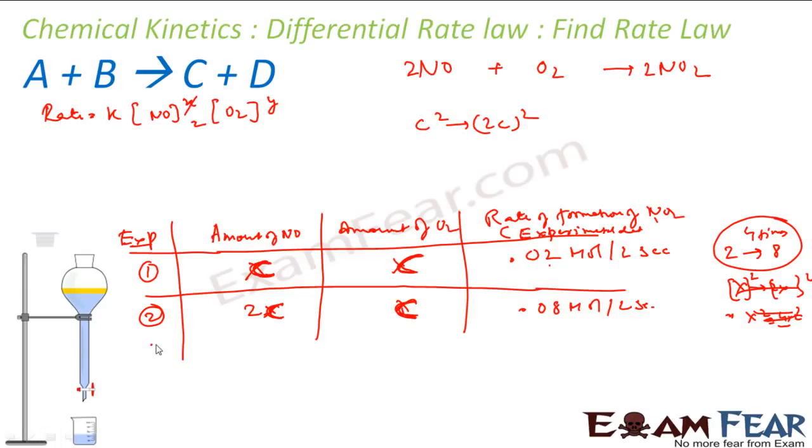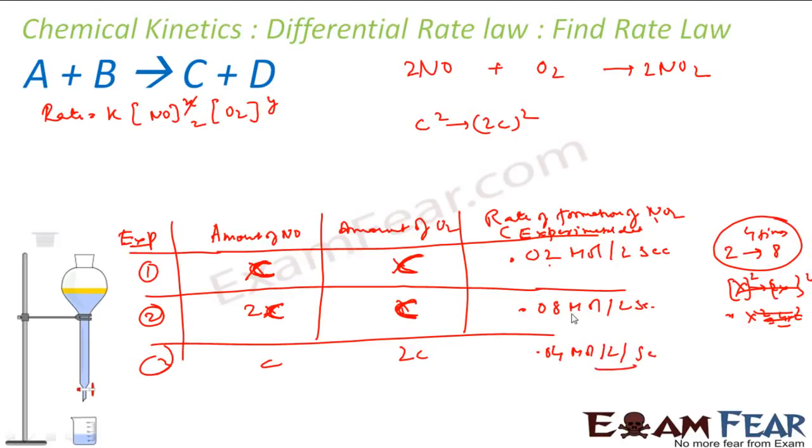Let's repeat the same experiment a third time. Here, don't change the amount of NO, let this be C only, but O2, let this be 2C. Now let's suppose the value came out to be 0.04 moles per liter per second. We'll take some numericals on this to understand, just telling you the concepts. Now if you compare 1 and 3, the concentration of NO is the same, but the concentration of oxygen has become double, and the rate also became double.